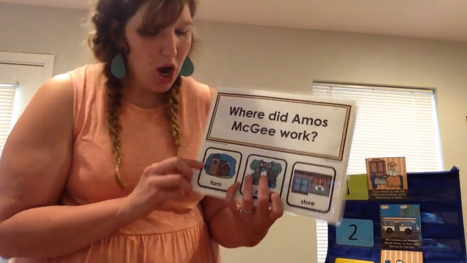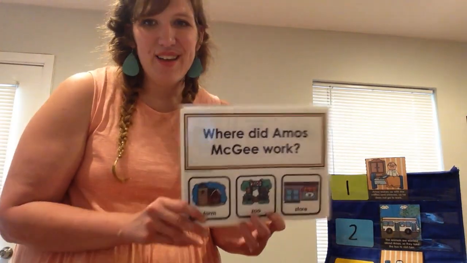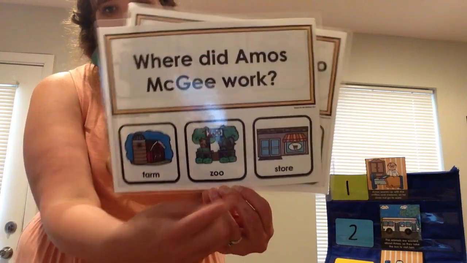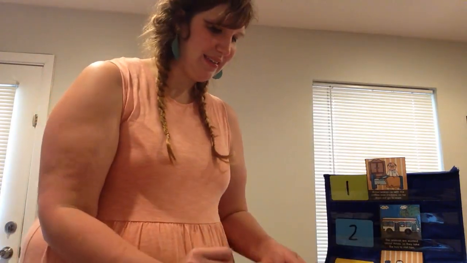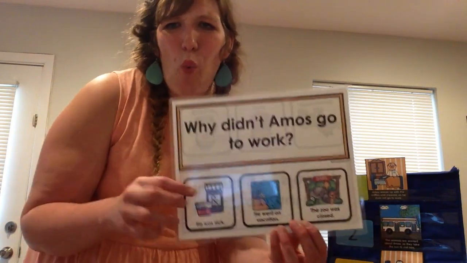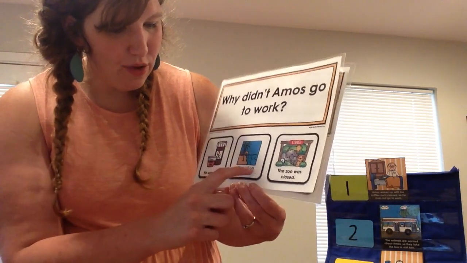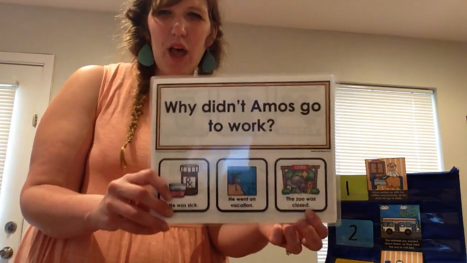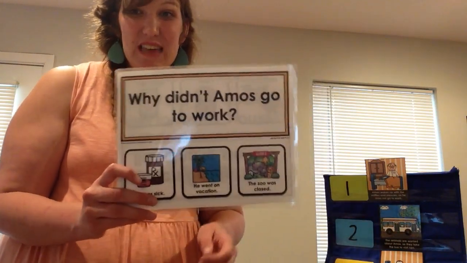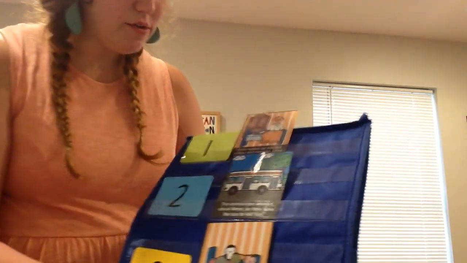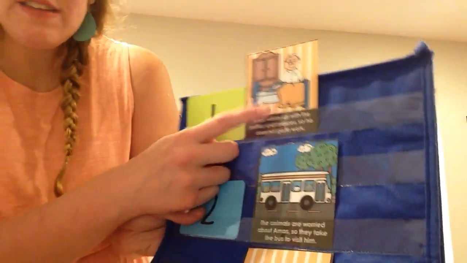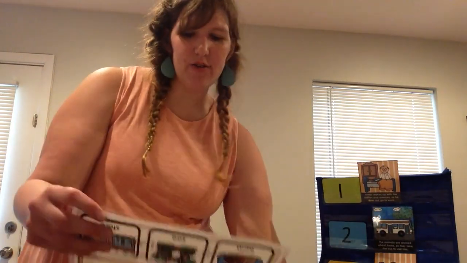Let's see. Where did Amos McGee work? Our choices are farm, zoo, and store. What do you think? Yes, he worked at the zoo. You are so right. Now, why didn't Amos go to work? Was it because he was sick, he went on vacation, or the zoo was closed? Maybe our sequencing chart will help us. Why did he not go to work? Oh, he had the sniffles, that's right. So we know he was sick. Okay, let's see.